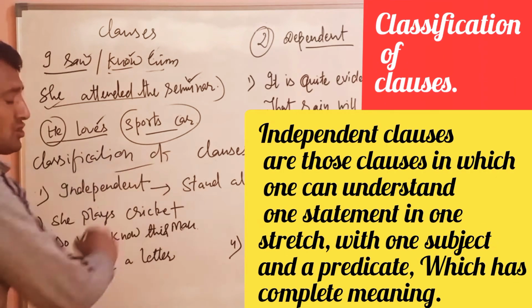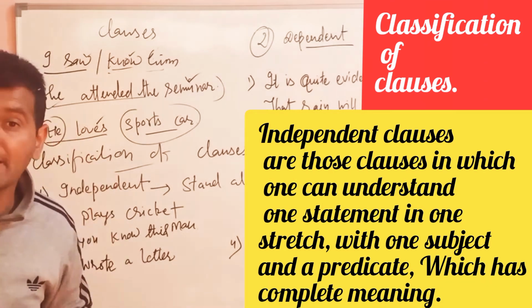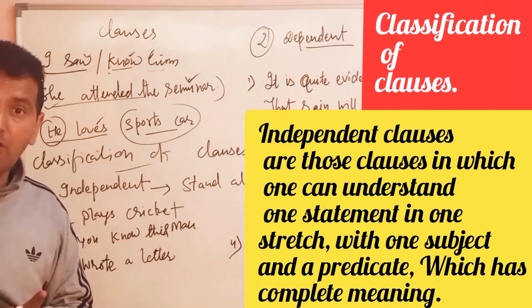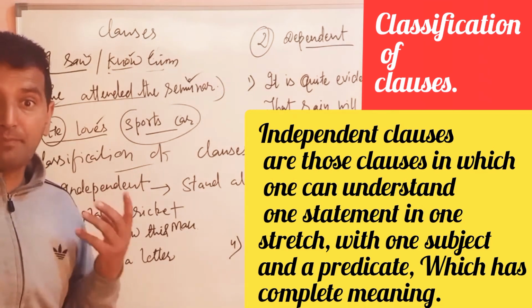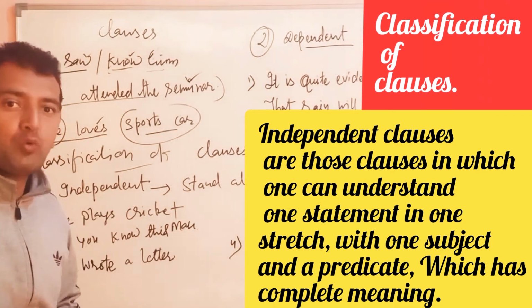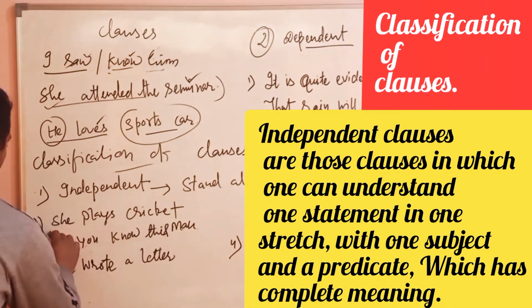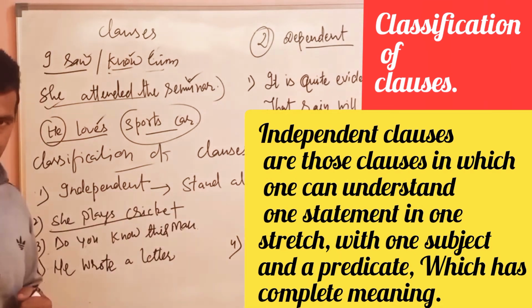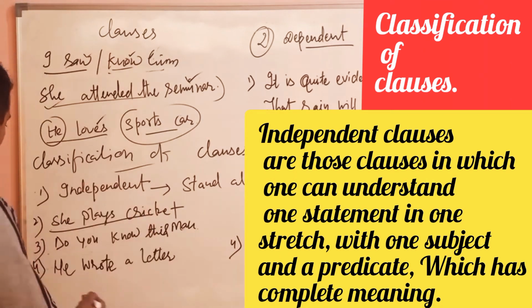Now, the classification of clauses: we can classify clauses into two parts. The first one is the independent clause, and sometimes we call it a principal clause. Why? Because it is standalone. It has the capacity to give its meaning on its own, it gives the complete sense by itself. In a sentence like "She plays cricket," we understand that it gives complete sense about something.